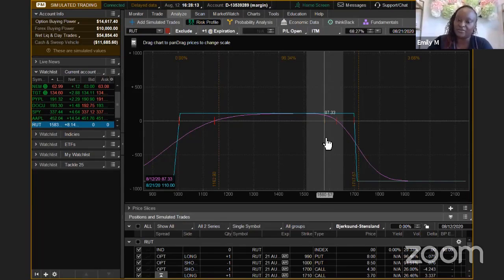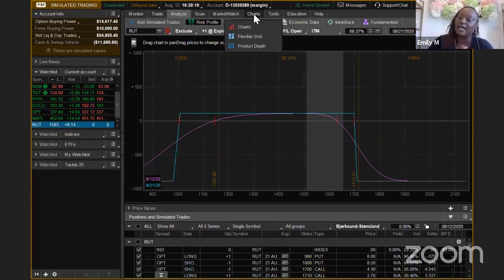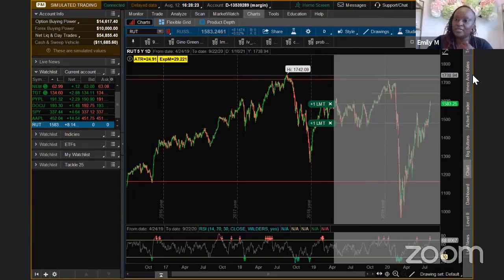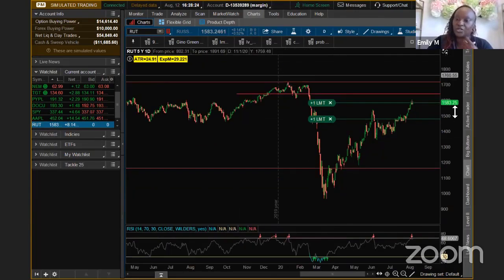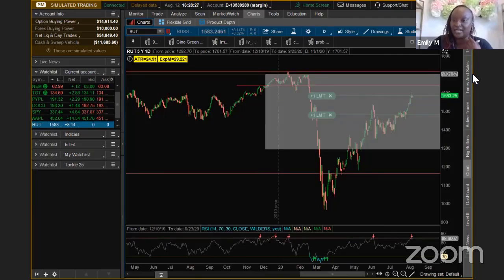So there's only about 25 left to go through. The next thing I'm going to look at is now the chart to tell me what the Russell is actually doing, so that I can make an informed decision as to whether I should close the trade early and take profits or let it ride.